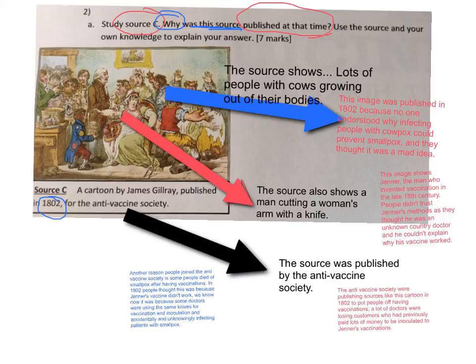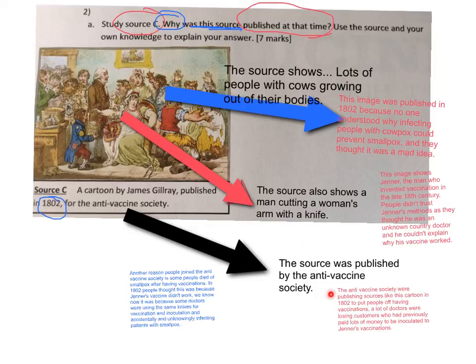So there we are. You have talked about things that the source showed you, and for each one of those points you used some own knowledge to explain why in 1802 this would be being shown. So the source shows people with cows growing out of their bodies because in 1802 no one understood why infecting people with cowpox would prevent smallpox. They didn't understand why the vaccine worked. You've talked about the fact that the source shows a man cutting a woman's arm with a knife, and that this is being shown in 1802 because Jenner had invented vaccination recently in 1796, at the end of the 18th century, and lots of people didn't trust Jenner's methods as they thought he was a country doctor and he couldn't explain why his things worked.